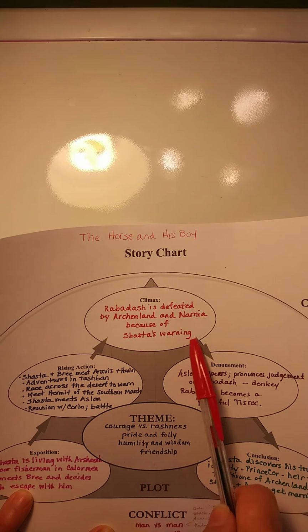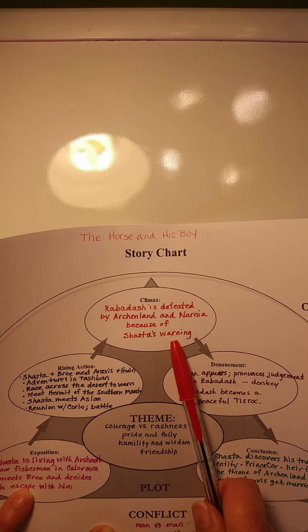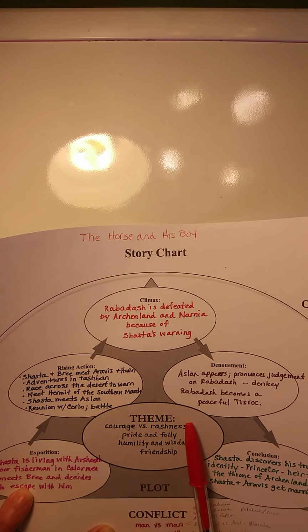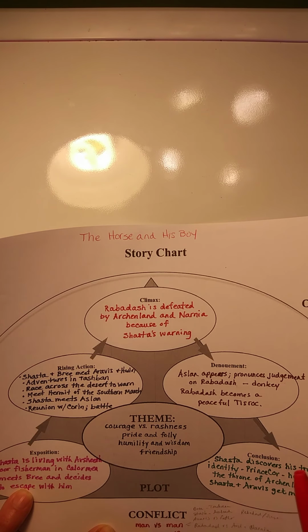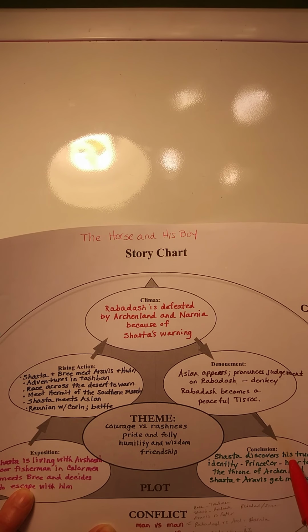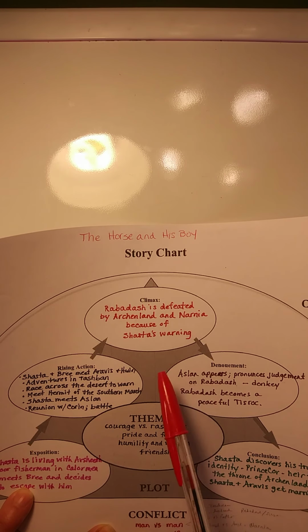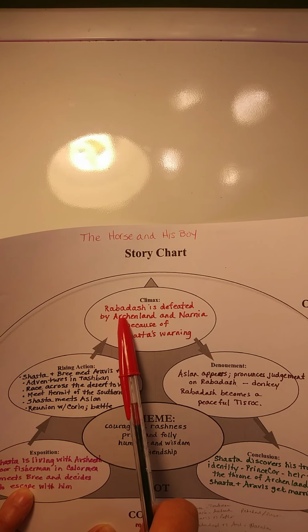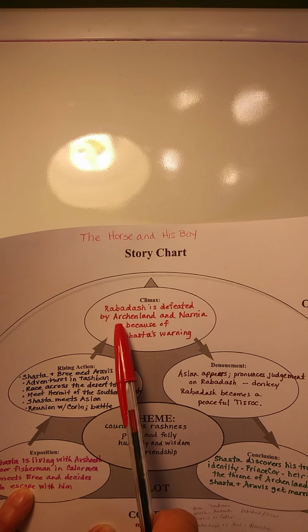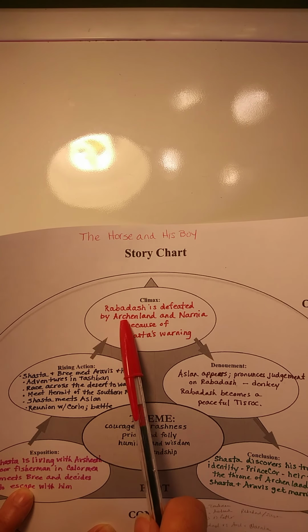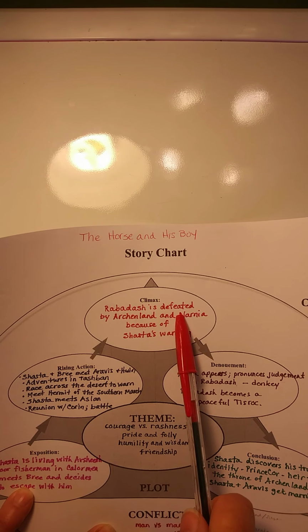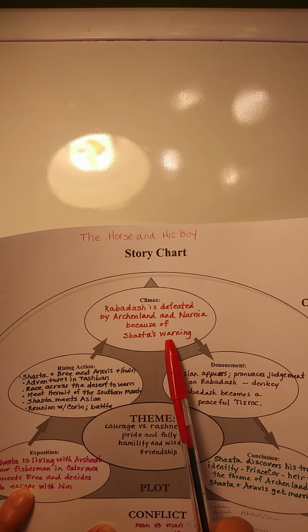Now, you may choose a different climax than I did. I'll tell you that originally I chose Shasta discovering his true identity as the climax. But there isn't much after that that happens in the story. So I changed my climax to defeating Rabidash by the armies of Archenland and Narnia combined because of Shasta's warning.